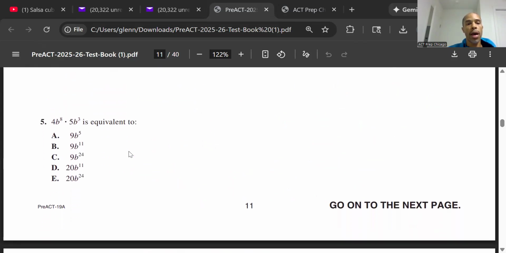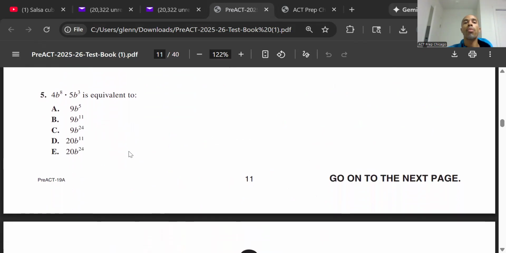Next one is number 5. This is simply multiplying exponent values. We know when we multiply exponents, we multiply the coefficients. So that means 4 times 5 is 20. And when we multiply exponents that have the same base, in this case they both have base b, we add the exponents. So 8 plus 3 is 11. Those are your rules for multiplying exponents. The answer to that one is D. The skill is multiplying exponents. And I should start saying the skill. So if you want extra practice at Khan Academy, you can do that.